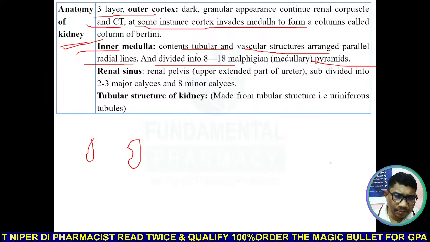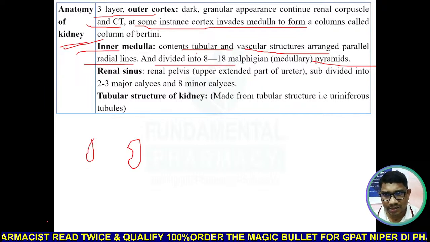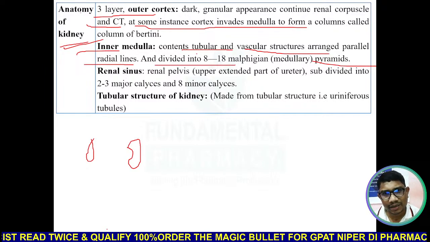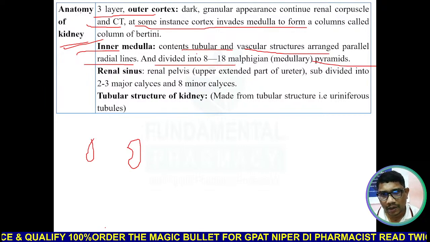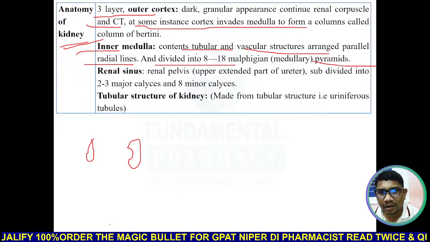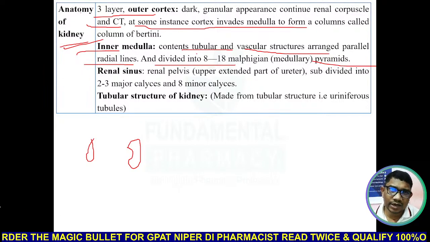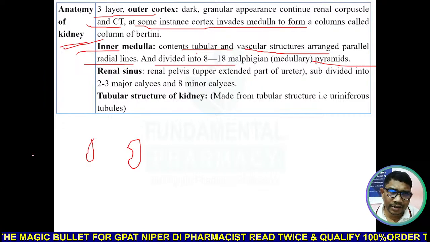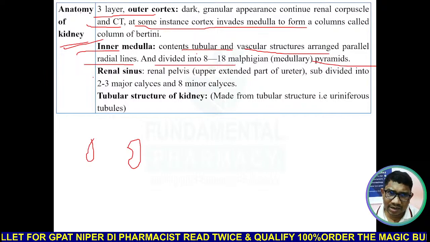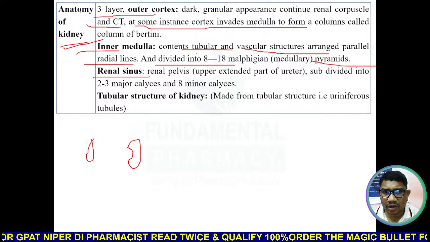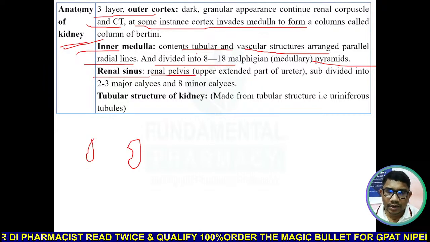So in the inner medulla, the medulla contains tubular and vascular structures. They are arranged parallelly in a radial type of arrangement, divided into 8 to 18 malpighian pyramids. Now renal sinus क्या होता है? तो inner at the, सबसे अंदर लास्ट है ना, in the medulla renal sinus is there, known as renal pelvis. Renal pelvis क्या होता है?